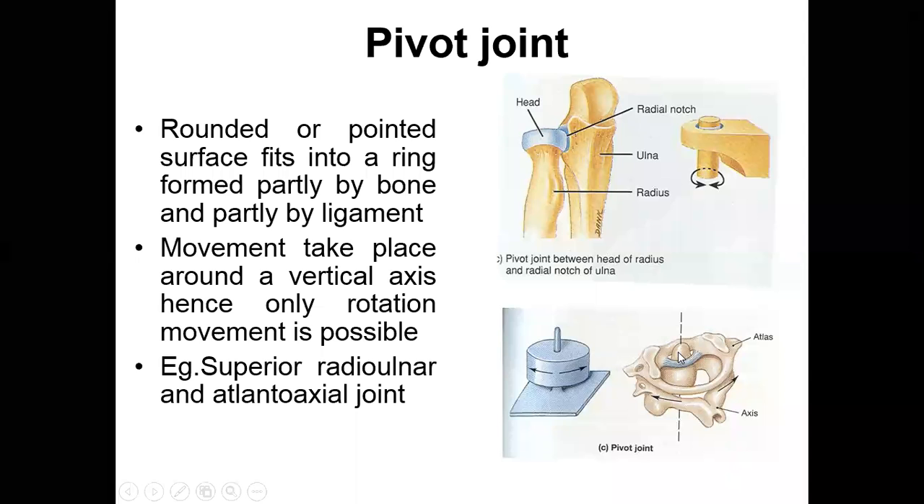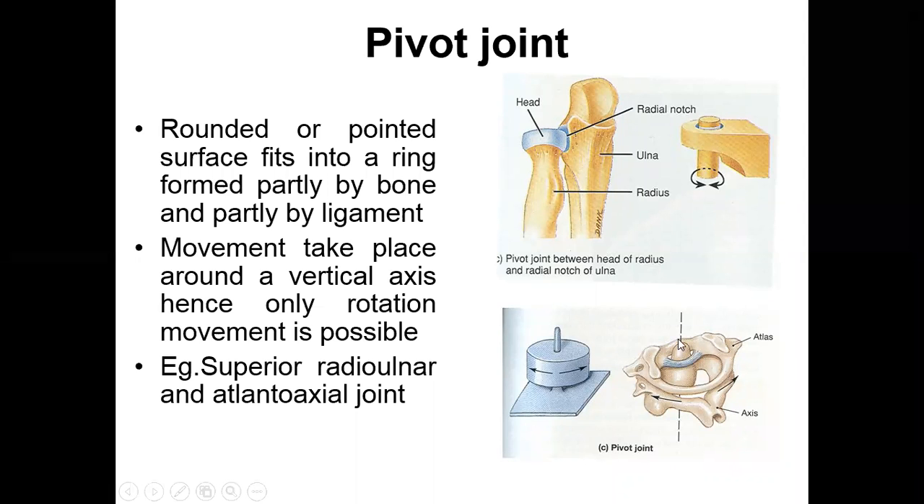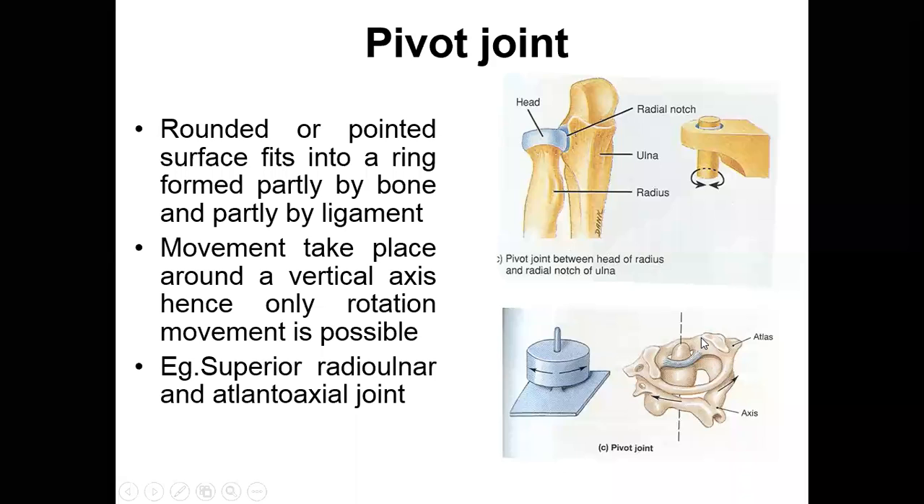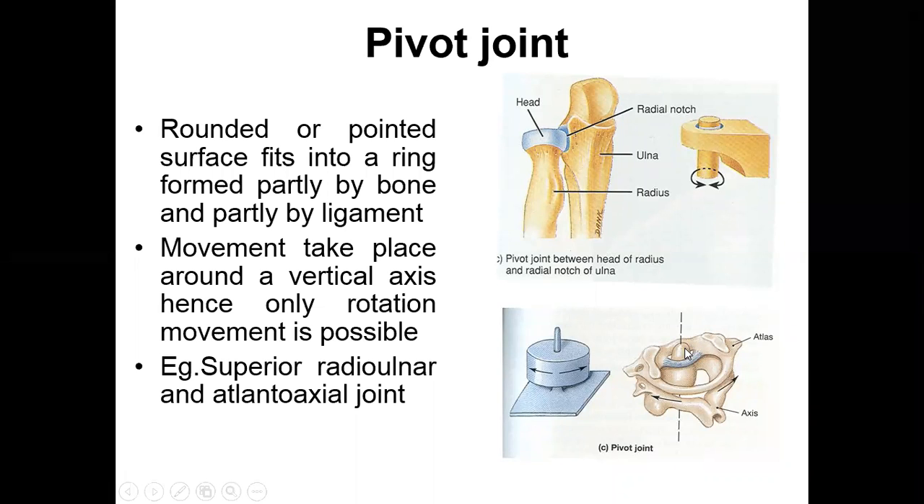And here, this is the pointed surface, and this is a ring. Here, look at the ring. It is partly formed by the bone, that is atlas, posterior surface of the atlas, and the ligament here. It is going to form this joint, and the ligament forms a ring. In the ring, you can see the pointed surface, that is axis. So this type of joint is called a pivot joint.